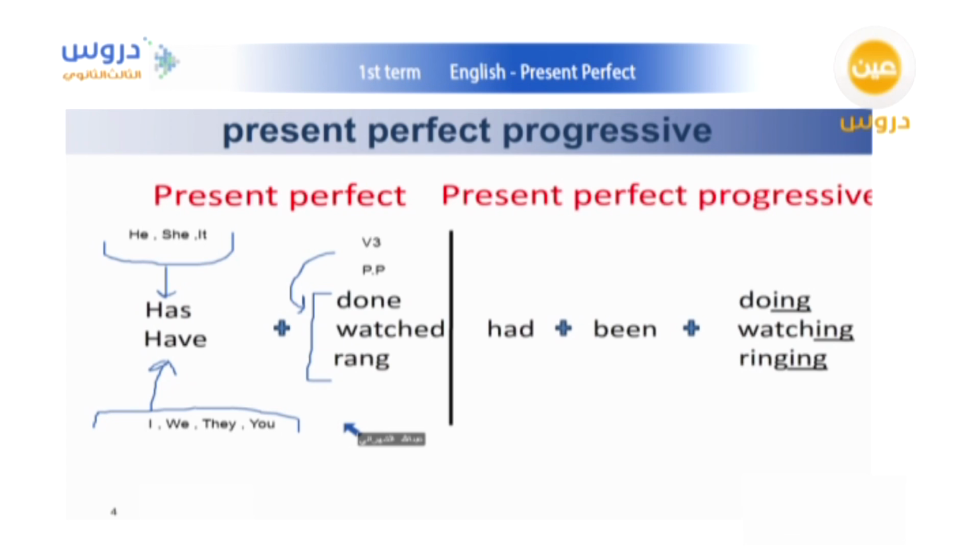He, she, it has plus the verb 3, and I, we, they, you have plus the verb 3. The verb 3 or the past participle can be regular or irregular. What is the meaning of, what do you mean by regular, Amir? Do you have an idea? What do we mean by regular?